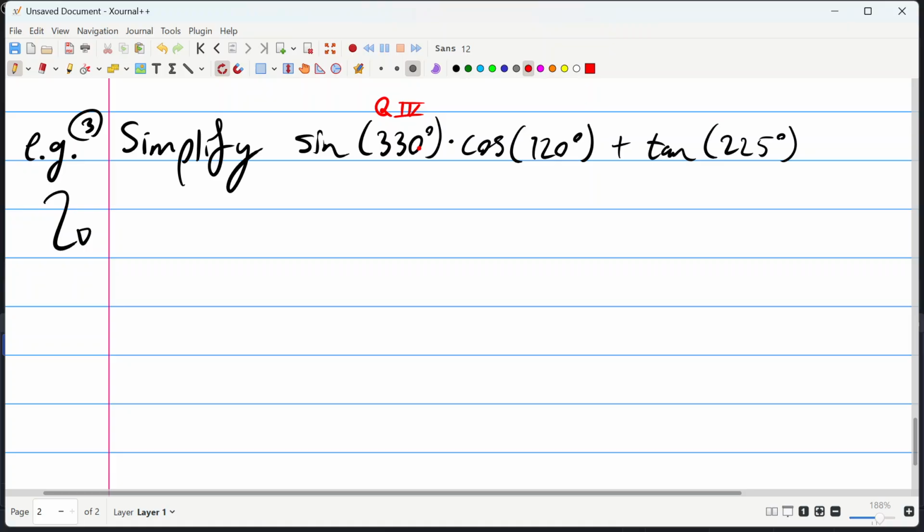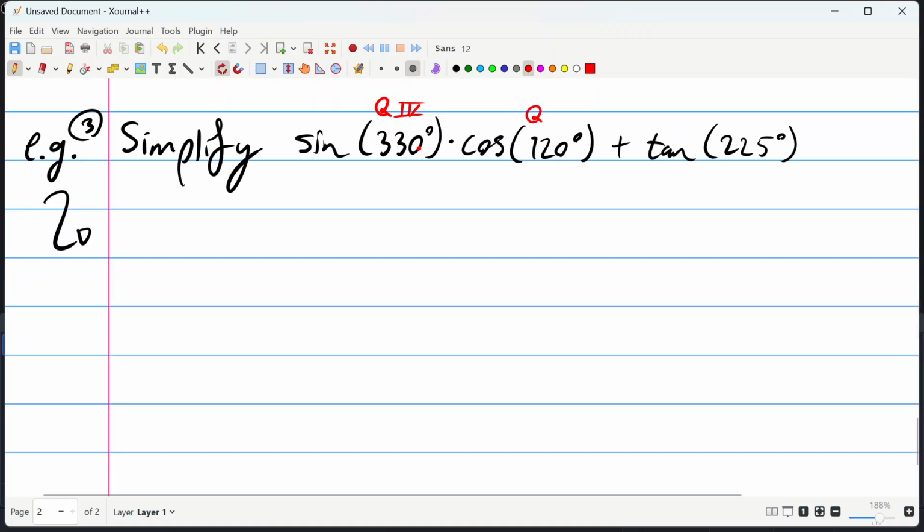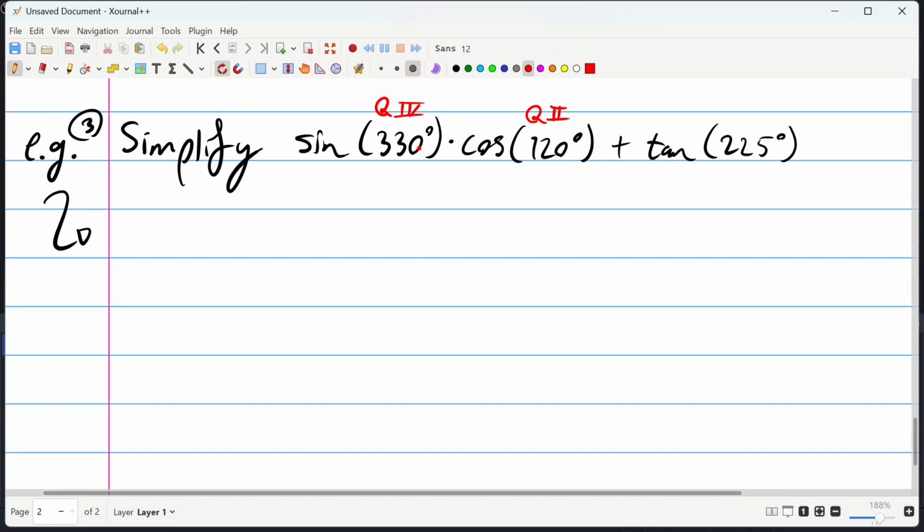What about 120 degrees? Which quadrant is that? That's quadrant 2, because that's between 90 and 180. And 225 is between 180 and 270, meaning quadrant 3. Okay? So then we need to look at the behavior. We need to know that quadrant 4 is going to give a negative value. Quadrant 2 for cos is also going to give a negative output. And quadrant 3 for tan is going to give positive, because clearly tan is positive in quadrant 3.